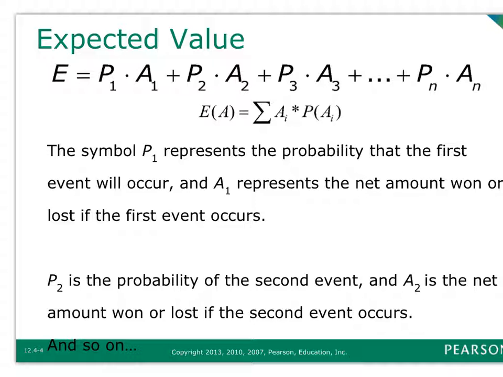The symbol P1 represents the probability that the first event will occur, and A1 represents, if we're looking at winning or losing, the net amount won or lost if the first event occurs. It could also be a value like a score or some other value for that event. Again, P2 is the probability of the second event, and A2 is either a net amount won or lost of the second event or some value for the second event.